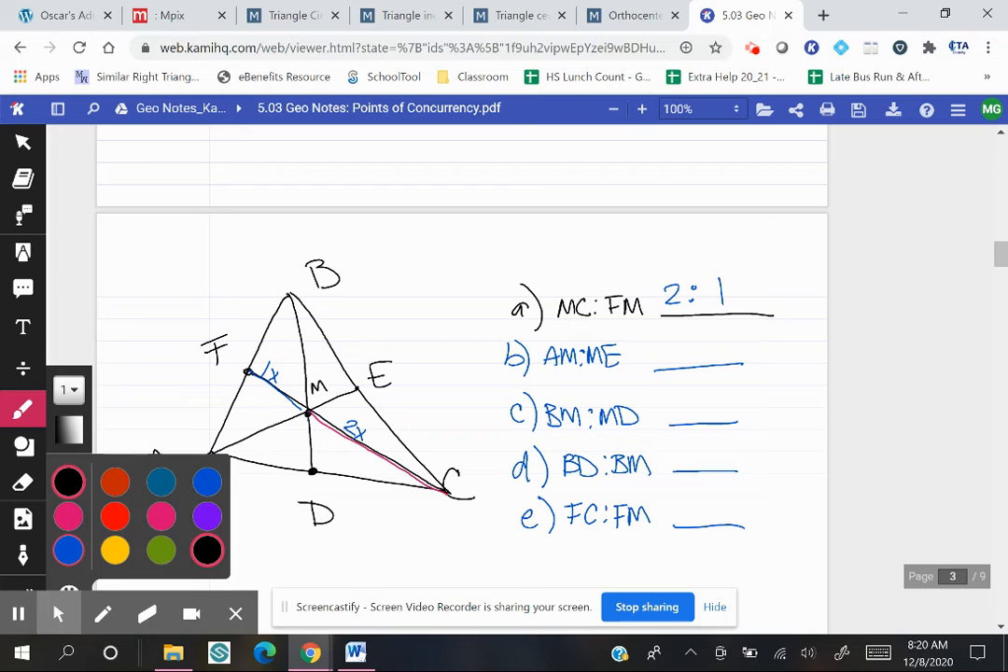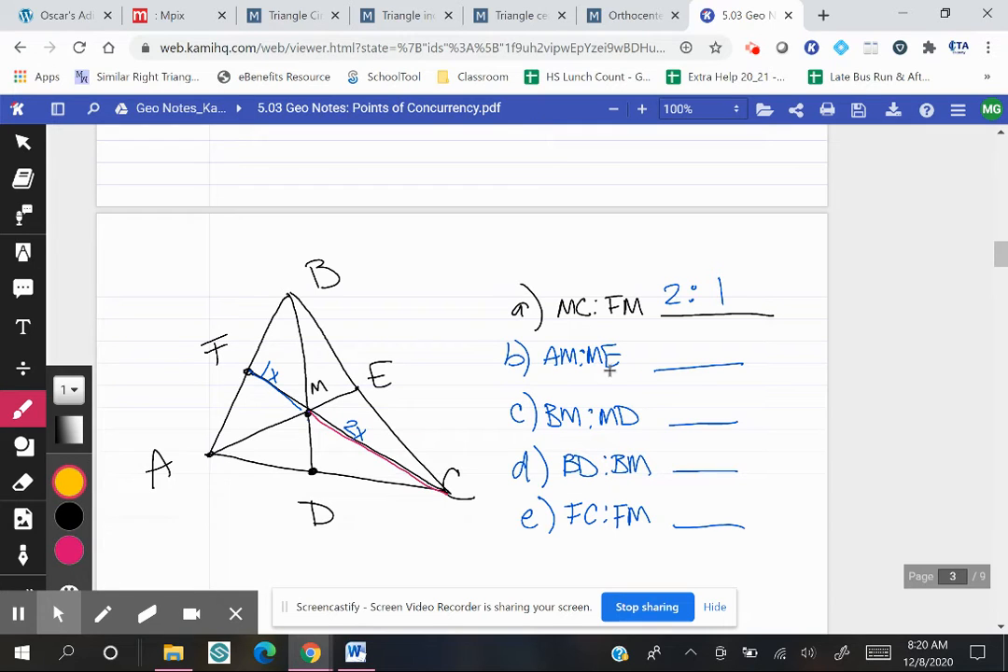All right, so we've got AM over here to ME over here. So again, this is from the vertex is your 2x, this is your 1x. So AM to ME again would be a ratio of 2 to 1.